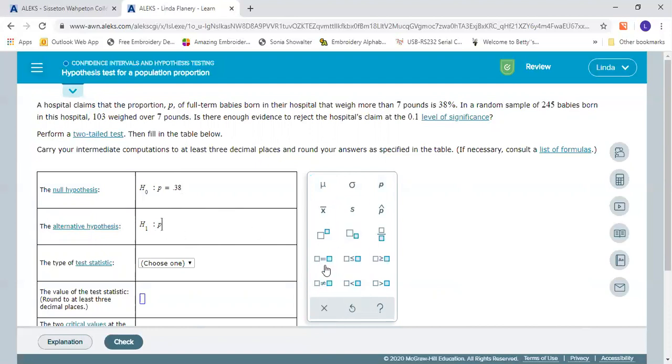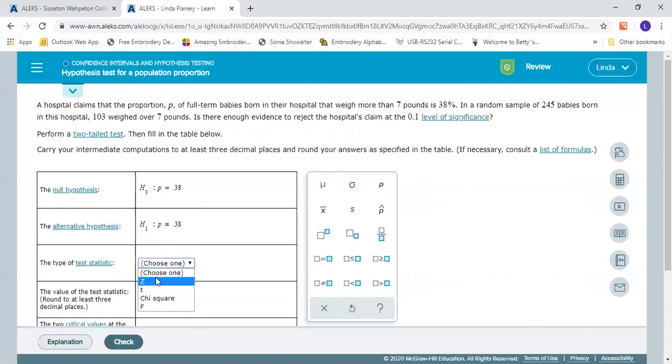All right, that means our alternative hypothesis is that it's not 38%. They try to trick me with the more than 7 pounds, but we have to say the percentage is 38%. So P does equal 38% is the claim. The alternative hypothesis is it's not 38%.